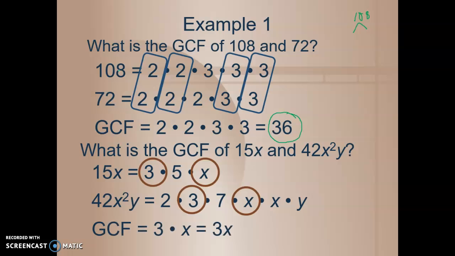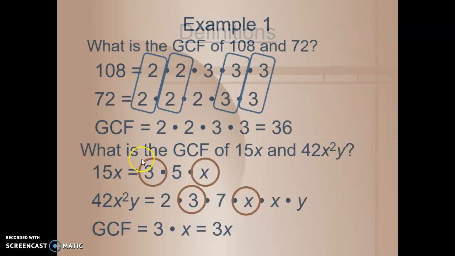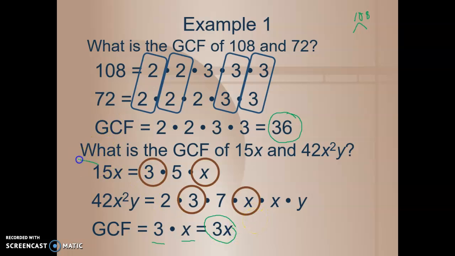This is important when we begin the process of factoring more than one term, when we begin to factor binomials and polynomials, and we have to find the greatest common factor. The greatest common factor of a polynomial is the product of all factors shared by every term in the polynomial. So if you go back to our previous example, it is a product of the shared factors. They shared 3 and x. It's a product of those shared factors, shared by every term. Here, we were just looking at 2 terms. Sometimes we'll be looking for the greatest common factor between 3, 4, or more terms.